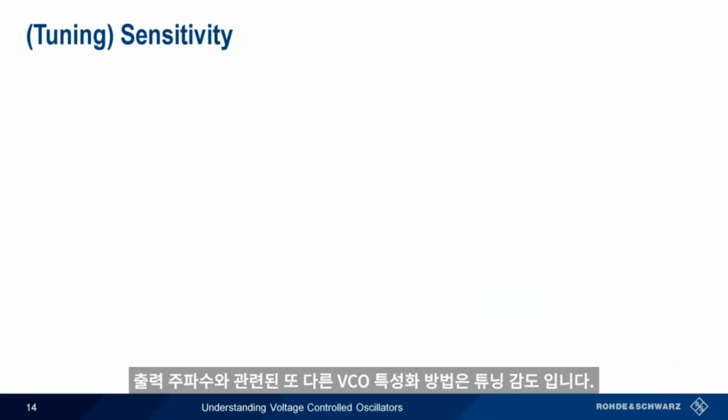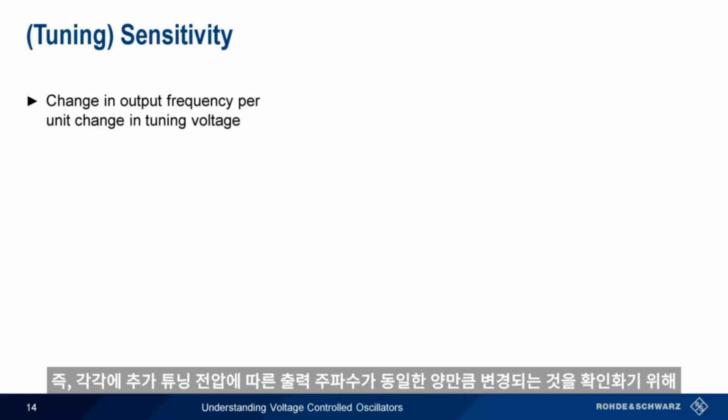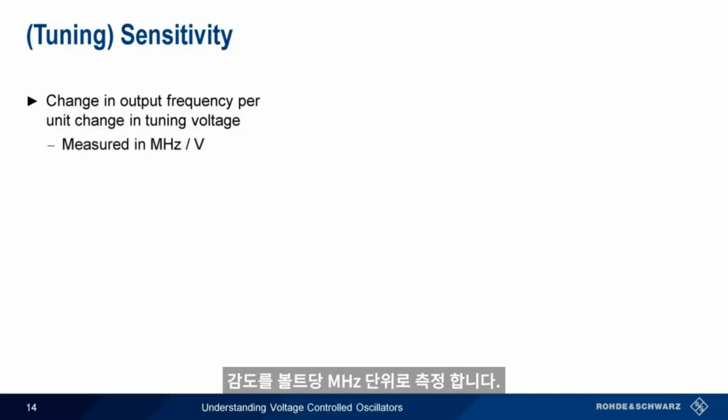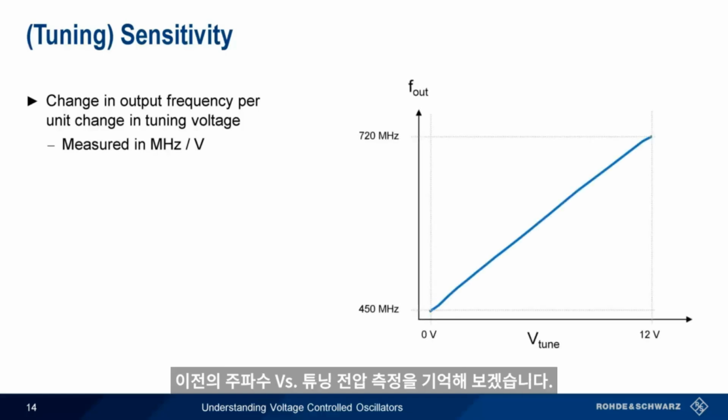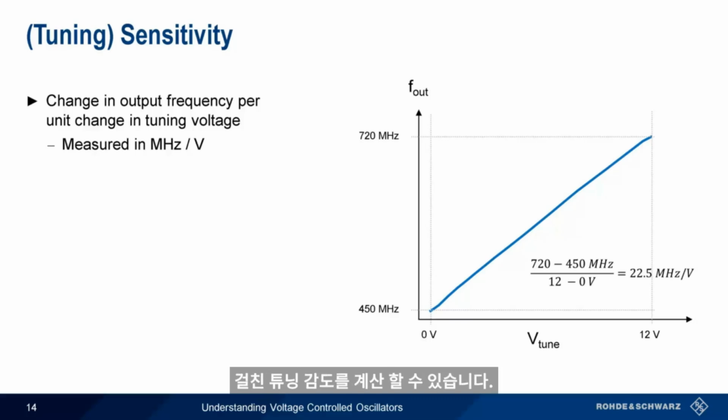Another VCO measurement related to output frequency is tuning sensitivity. This is the change in output frequency per unit change in tuning voltage. In other words, does each additional tune volt change the output frequency by the same amount? Sensitivity is therefore measured in megahertz per volt. Let's go back to our frequency versus tune voltage measurement from earlier. We can use the max and min frequencies to calculate the tuning sensitivity across the tune voltage range. Here, 22.5 megahertz per volt.